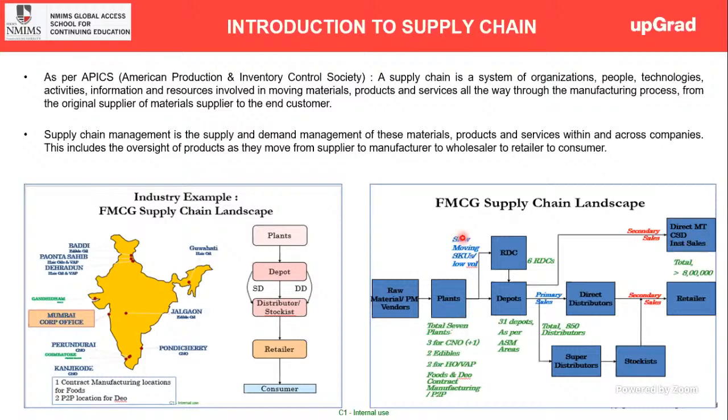Suppose there is an area which has 500 kilometers, and in that area the super distributors may be few, suppose 10. So 10 super distributors cannot cover the 500 kilometer area. So for that purpose, we need a smaller player to cover a larger area. Suppose in one district I have one super distributor, and in that district there are different areas of 200 kilometers. One distributor cannot cover 200 kilometers, so for that purpose, we need a stockist to cover those areas.